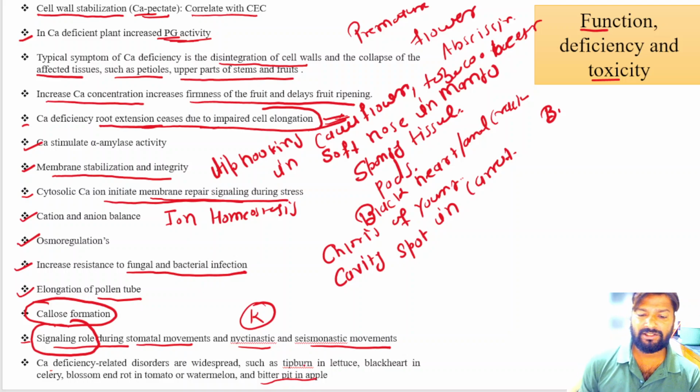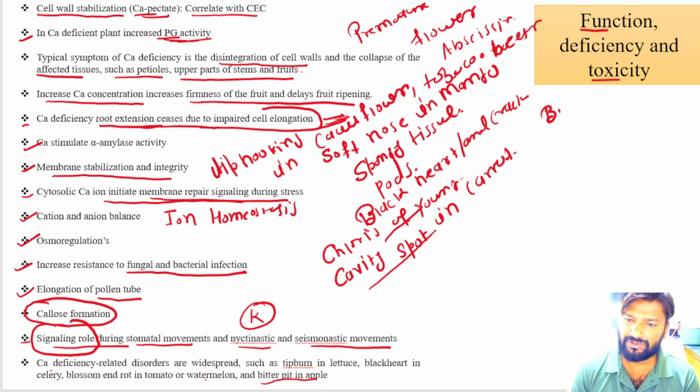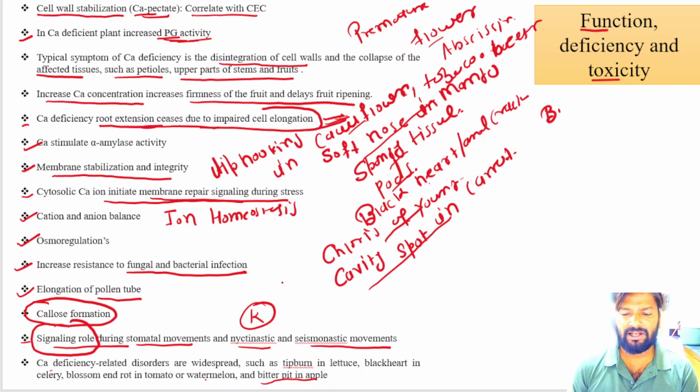So these are some of the deficiencies: tip burn in lettuce, black heart in celery, blossom end rot in tomato and watermelons, bitter pit in apples, chlorosis of younger leaves, cavity spots in carrot, black heart, spongy tissue, poor filling of pores, soft nose in mango, tip hooking in cauliflower, tobacco and beetroot, premature flower abscission. Okay, so these are the important ones.